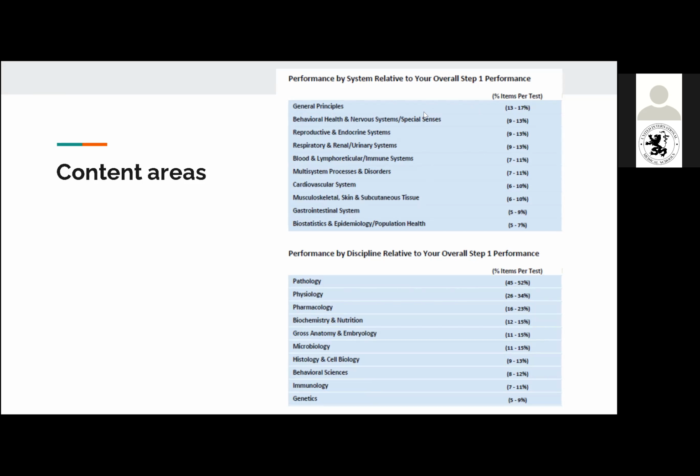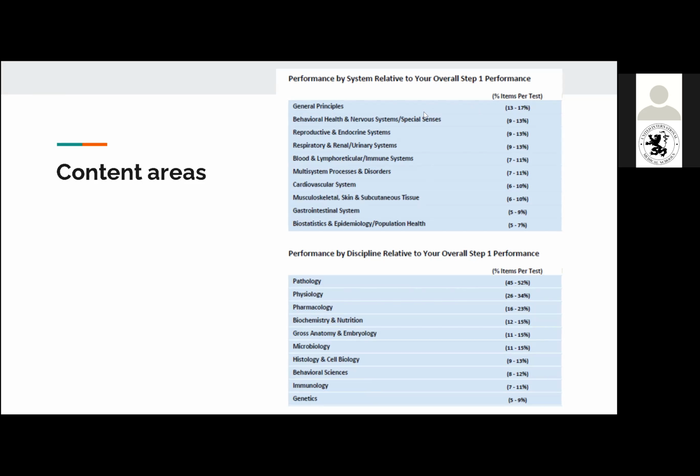So this is like the content of the USMLE exam. And this changes from exam to exam. So some people, for example, most of their questions come from the cardiovascular system. For me, it was mostly about general principles. But of course, I got questions from each of these areas.